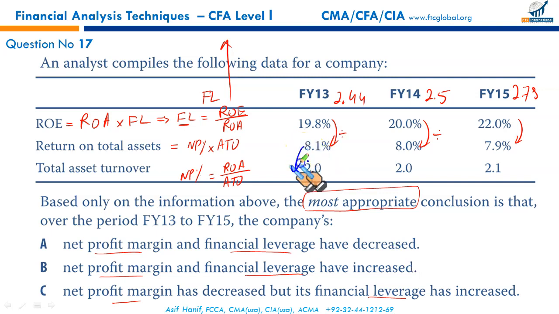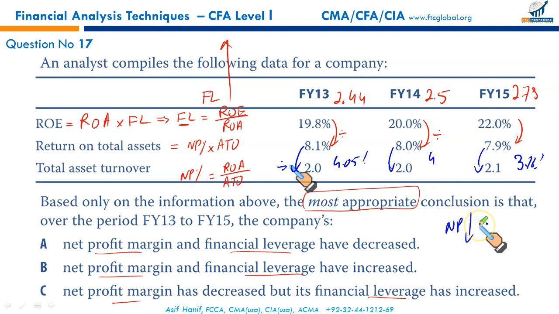Now it's going to be 8.1 divided by 2, which is 4.05%. Net profit is equal to return on assets upon assets turnover, 8 upon 2, that will give me 4. And 7.9 upon 2.1 gives me 3.76%. So over the period, your net profit percentage has fallen.